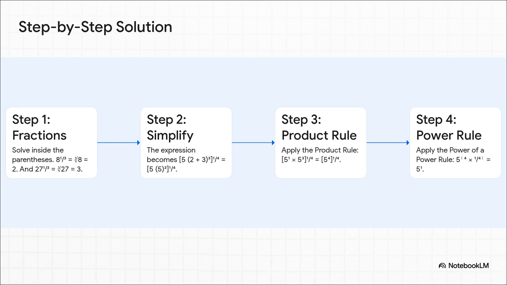Moving on to step 3, we can use our product rule here. Remember, 5 is the same as 5 to the power of 1. So 5 to the first times 5 cubed, we add the exponents. That gives us 5 to the fourth. So clean. And for the final blow, step 4, we use the power of a power rule. We've got 5 to the fourth, all raised to the 1/4 power. So we multiply the exponents, and 4 times 1/4 is just 1. And there it is, just like that. That massive, ugly, intimidating expression, it all boils down to one simple, clean number, 5.